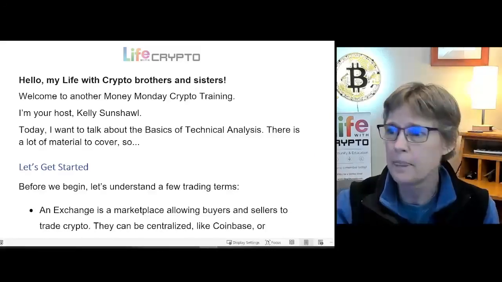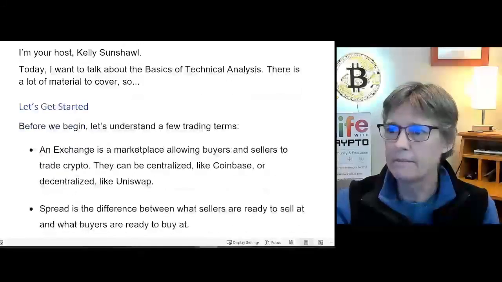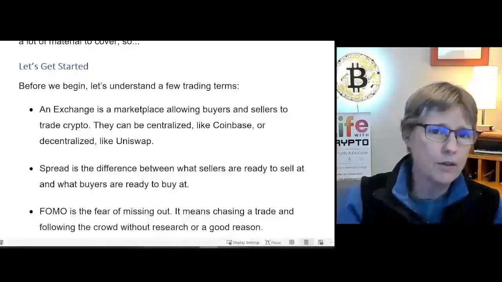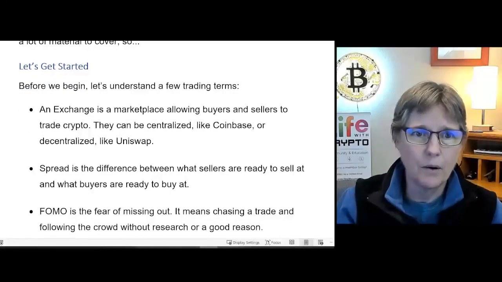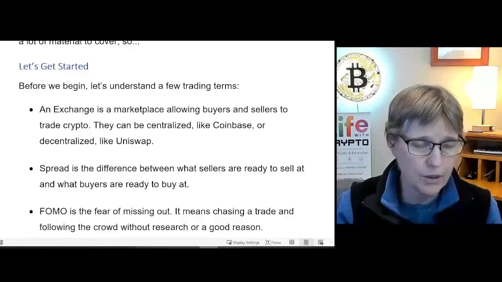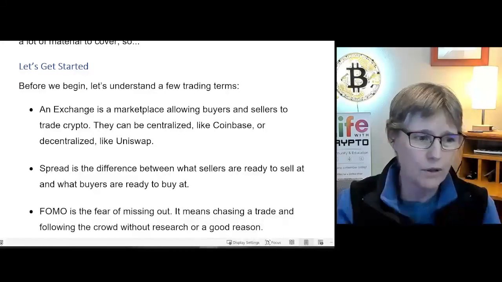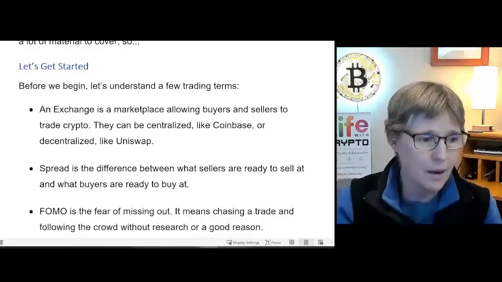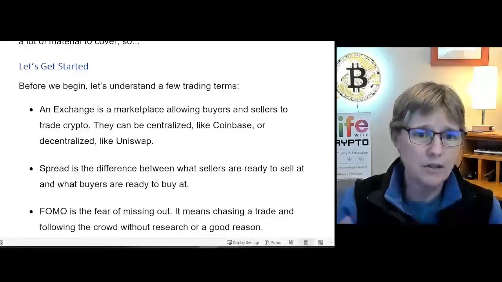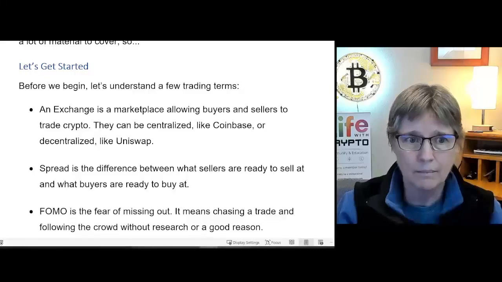Okay. Before we jump right into all the technical analysis stuff, I want to start with a few trading terms and make sure that we all at least understand a few of them. There's so many I could go over. It was hard to pick which ones I thought might be the most important, but these are the ones that I thought people might not be as familiar with. So I'm going to jump in.